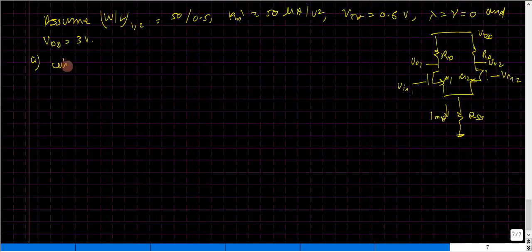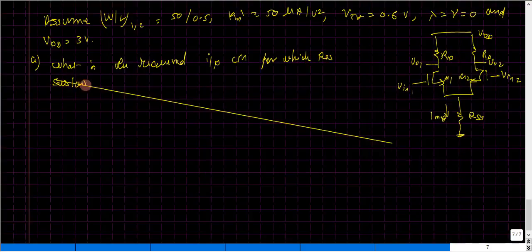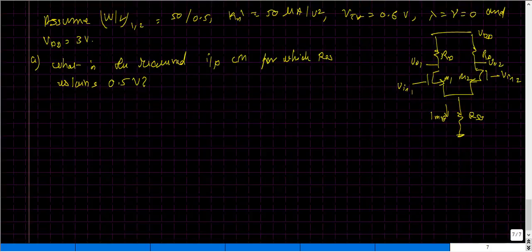So the first question is, what is the required input common mode for which the RSS sustains 0.5 volt across it? Okay. So the input common mode voltage is nothing but the gate potential here. So both these terminals are going to get shorted, and that's going to be fed with some common mode or a DC signal, which I'm taking as a common mode input here.